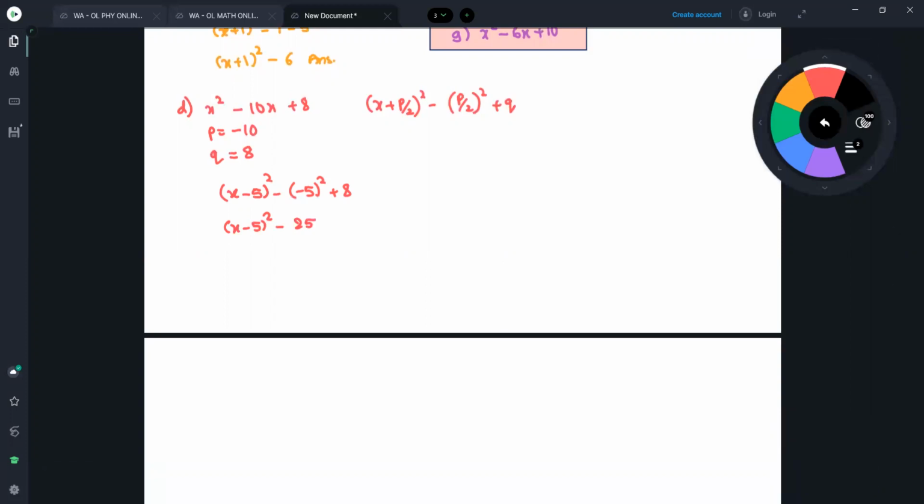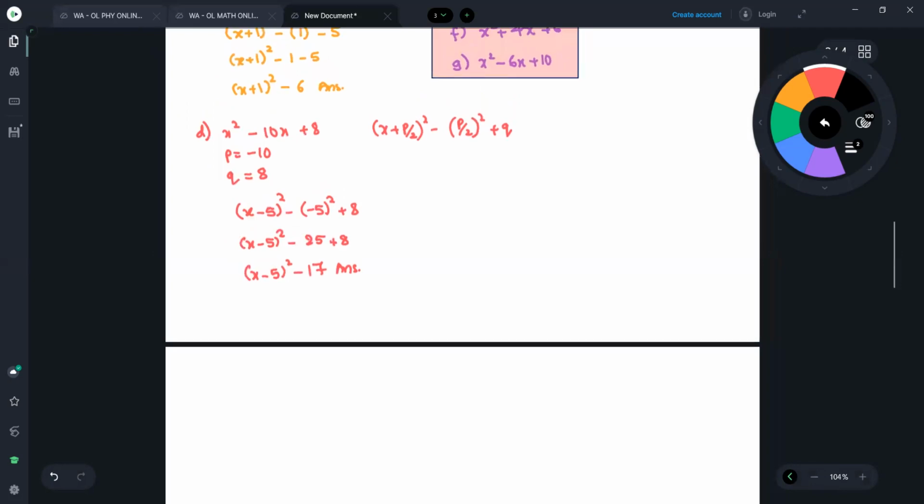You will make this mistake on your test on Monday. Please do not commit this mistake. Minus 5 whole square means minus 5 multiplied by minus 5. That's going to give you a positive 25. The outside minus is separate. Minus 25 plus 8. Anybody could do this on the calculator for me? Minus 17. Very good. That is my final answer. Yes or no? Yes, sir.